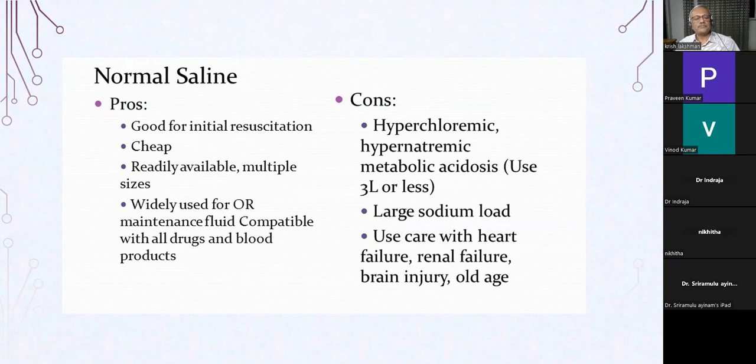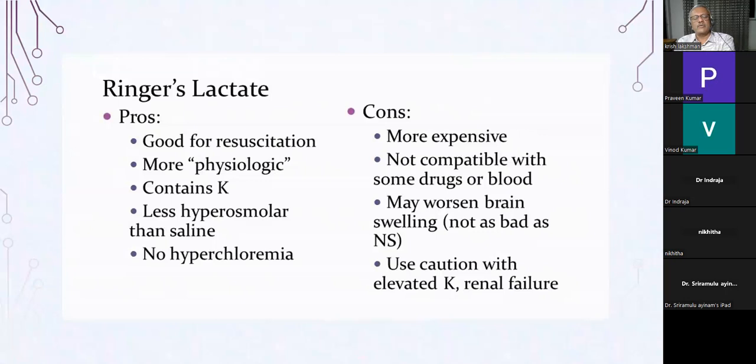The pros of normal saline are that it is good for initial resuscitation because it is isotonic, cheap and readily available. Whereas the cons are that because of the higher chloride levels, it causes hyperchloremia, hypernatremia, and lands the patient in metabolic acidosis. And a large sodium load. It needs to be used with care in heart failure and renal failure patients.